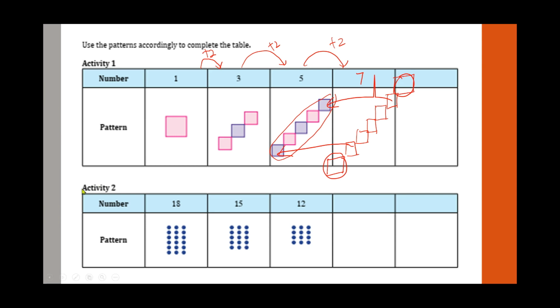Now we look at activity 2. You're given the numbers 18, 15, 12. You need to recognize the pattern and determine the next number. What is the difference between 18 and 15? 3. Correct. Plus or minus? Minus. Subtract, right? Minus 3. What about this? It should be the same, isn't it? So how much is 12 minus 3? 9. Okay, what about the next one? 6. So you can see the pattern here.